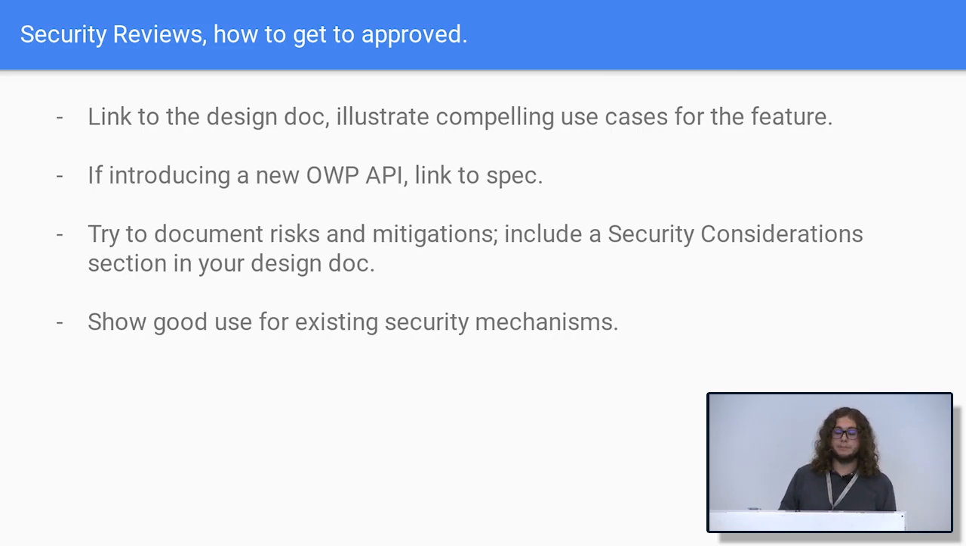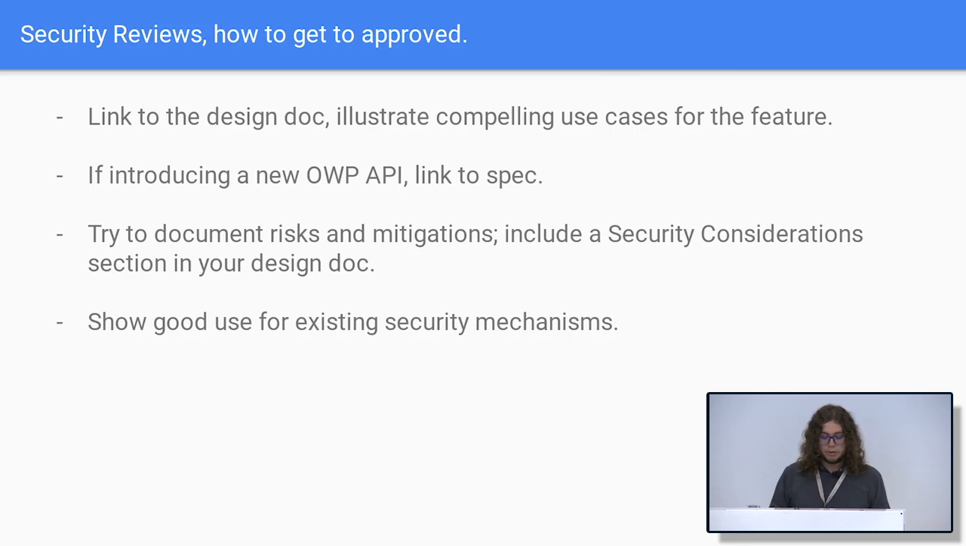And both your design doc and the spec change, if applicable, should have a security considerations section. That is, try to document any risks that you already know are part of your feature and any mitigations that you've already taken for those. In general, documenting the risks, finding the risks is the job of the security team when doing the review. But if you help us by providing us a pointer to those and telling us what you've already considered, then we can make this smoother for everyone.